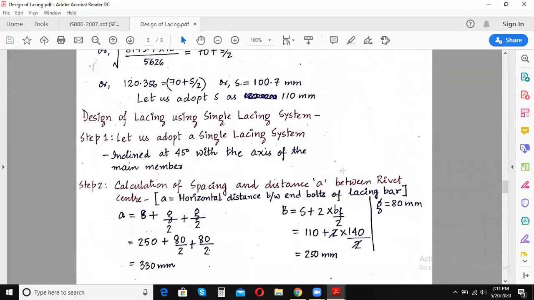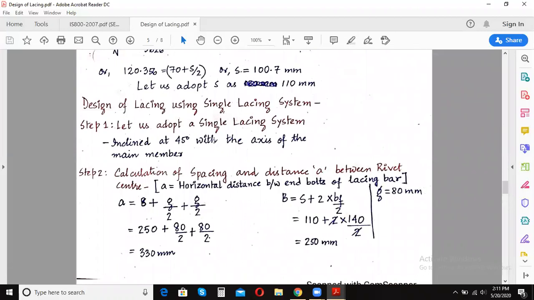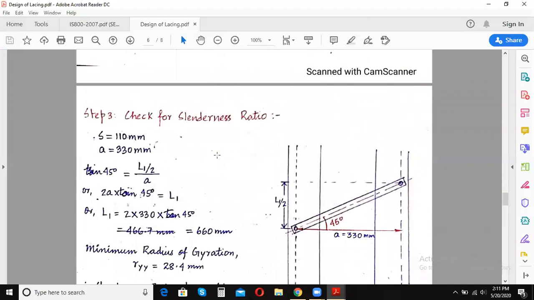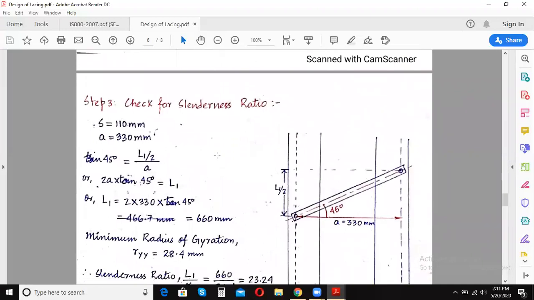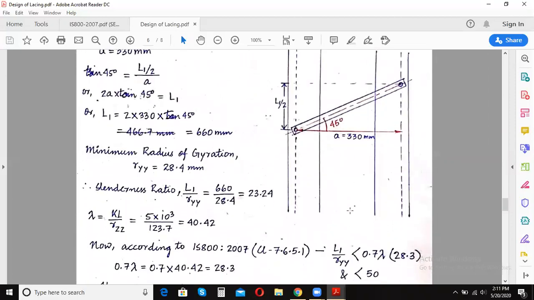The design of lacing was also done. We had adopted a single lacing system which is inclined at an angle of 45 degrees with the axis of the built-up column. The effective length, the width of the lacing as well as the thickness of the lacing were also calculated. Now all these checks for slenderness ratio and the calculation of the dimensions for the lacing have been done in previous two videos. I will provide the link of those two videos in the description box. Okay, you can go and check them as well.